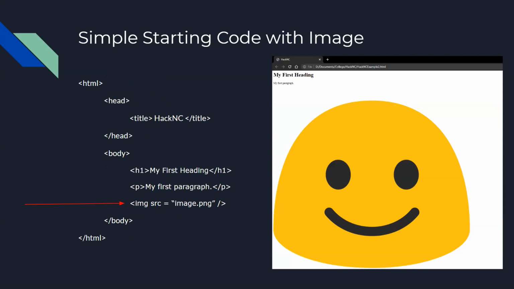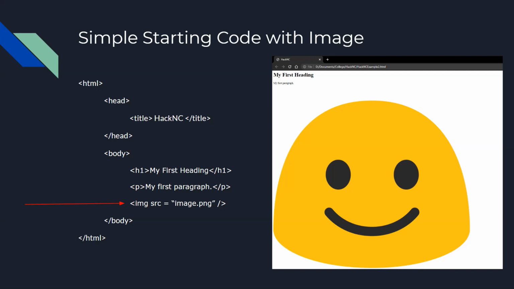We have the H1 and P tags, which show the text, but now we want to add an image. Right underneath the P tag, we have the image tag, img, and this sort of formatting does not require a closing tag. It's in itself a closing tag, right?